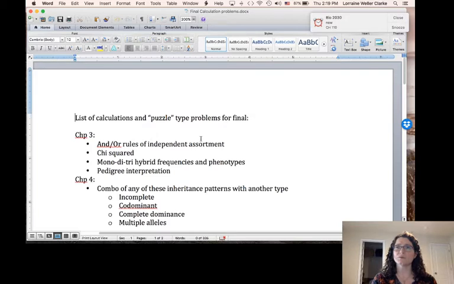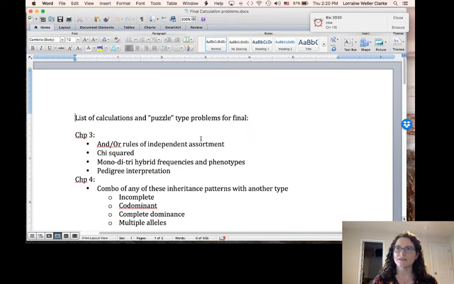So there's the and/or rules and independent assortment. You should be able to use the and rules to calculate large numbers of pairings. So if I gave you A, B, C, D, E, F, and they're all heterozygotes, what's the chance that you're going to get a big A, big B, little b, etc.? All throughout, that's what you need to be able to calculate.